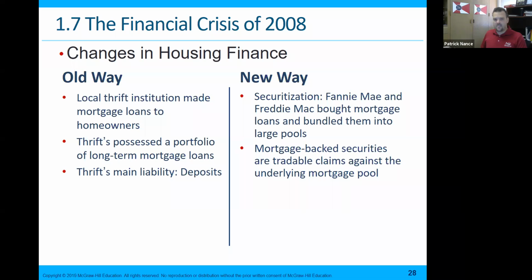All right, so there have been changes since the 2008 financial crisis. They've made changes, both through laws and otherwise, to how we handle loans. The way it was, local thrift institutions made mortgage loans to homeowners. Thrifts possessed a portfolio of long-term mortgage loans, and thrifts maintained the liability of the deposits itself. The new way is securitization: Fannie Mae and Freddie Mac bought mortgage loans and bundled them together in large pools, and mortgage-backed securities can be traded against the underlying mortgage pool.